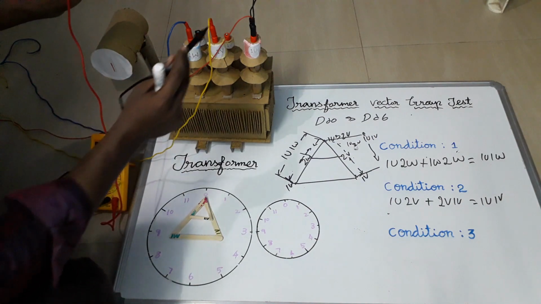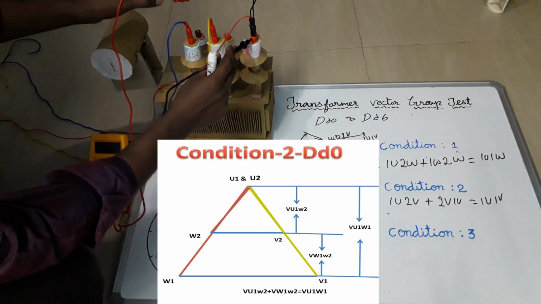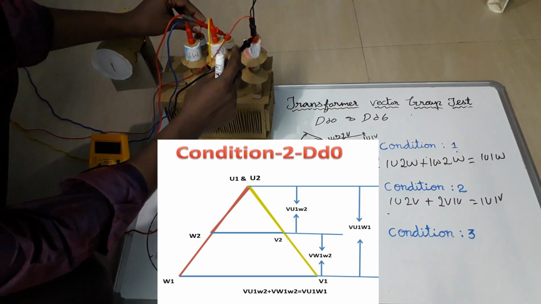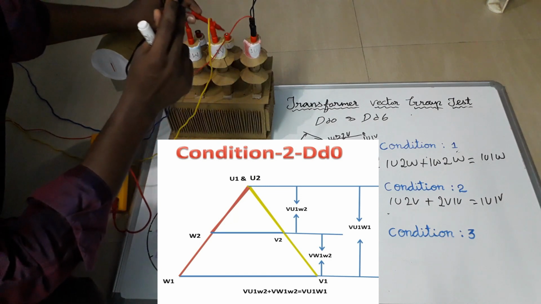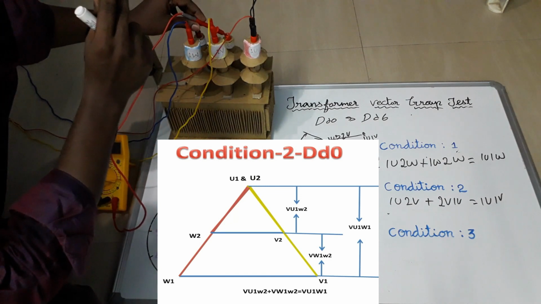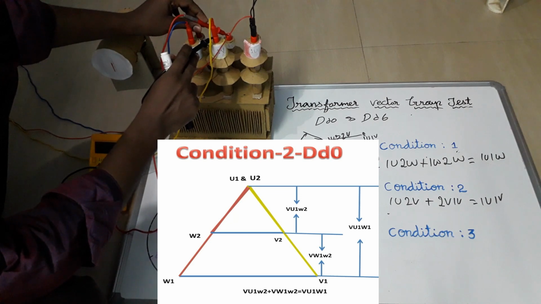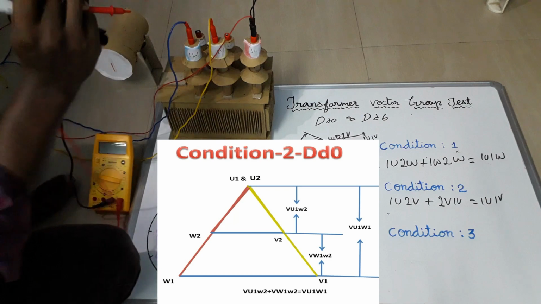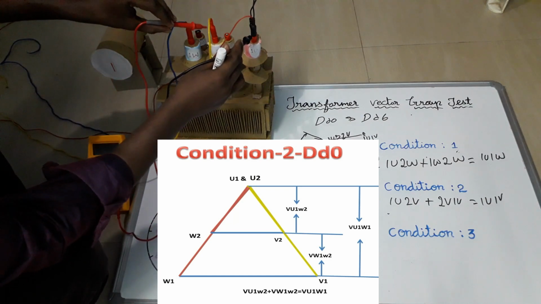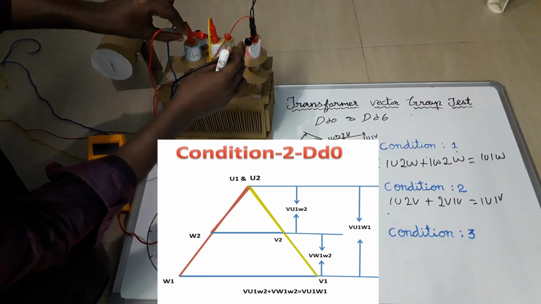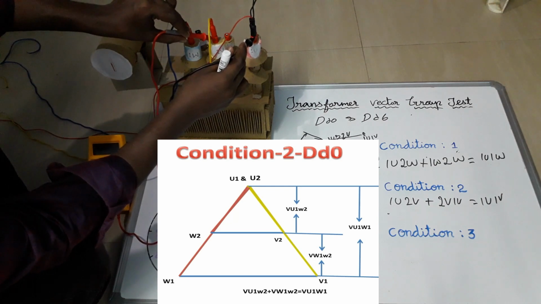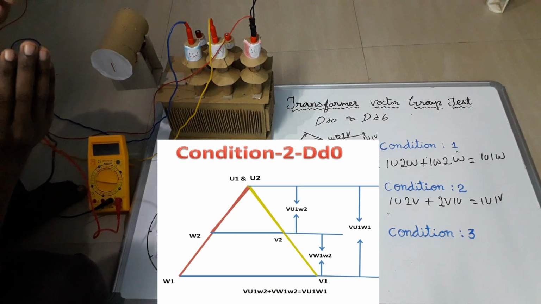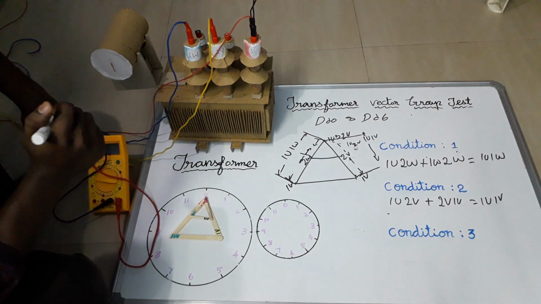We have to check R phase of your HV and Y phase of your LV voltage. We have to note this value. Next, Y phase of your LV and Y phase of your HV. We have to note this value. When you sum this value, it should be equal to R phase of your HV and Y phase of your HV. That is 1U, 1V. If this is satisfied, then condition 2 is okay.